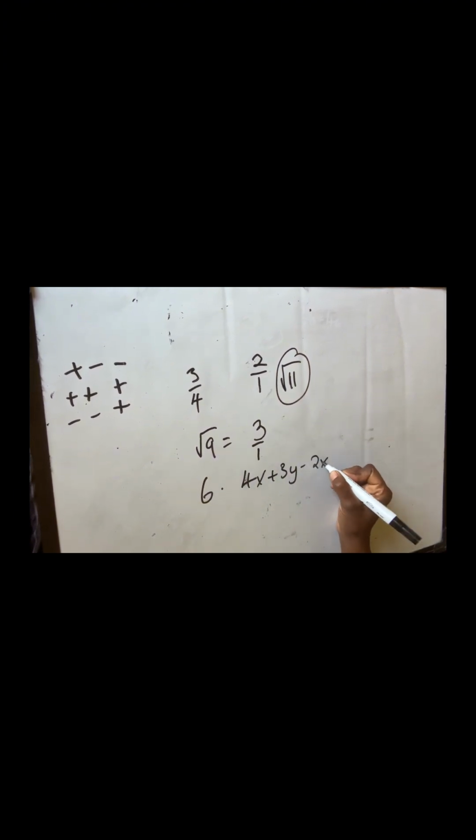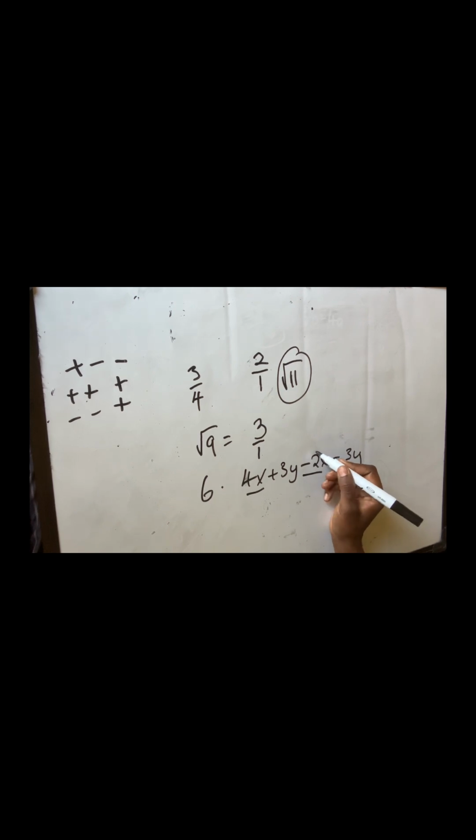We move on to question 6. Simplify 4x plus 3y minus 2x minus 3y. Now, for us to simplify, we have to collect the like terms. Okay? Anything that has x, you put it together. So when you're lifting the number, you have to lift it together with the sign. So we can see that 4x is going with negative 2x. So we're going to say 4x minus 2x. When we're done with the x, we move on to the y. Okay, so we say plus 3y minus 3y.